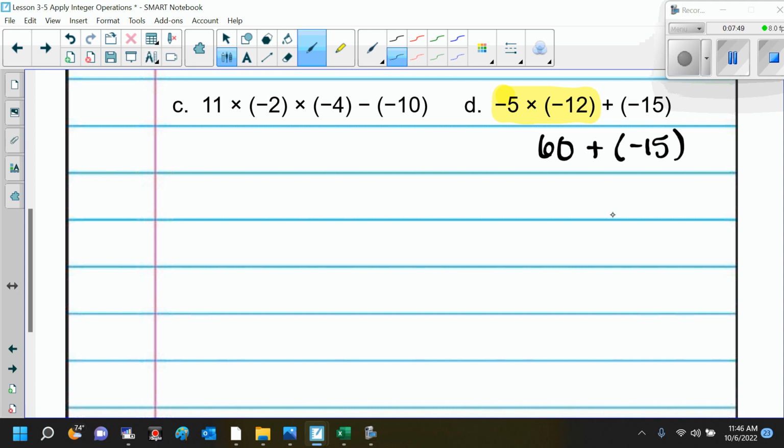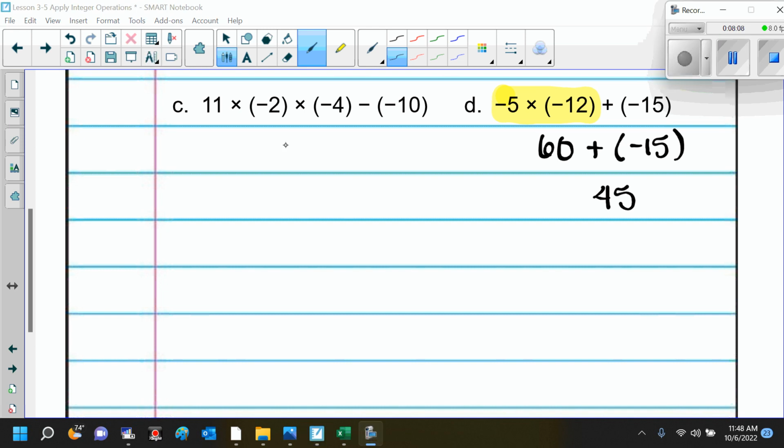Subtract the digits and take the sign of the bigger number. So 60 minus 15 is 45, and my sign is going to be positive. Is everybody clear? All right. With your table partners, I would like for you to do letter C.